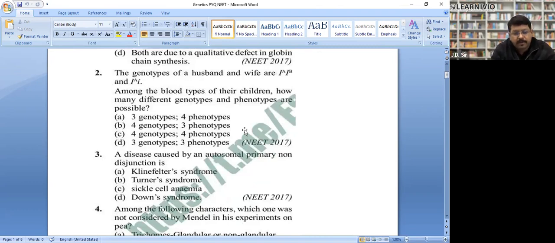That you have to do in the paper. But if you are intelligent enough, you can tell by brainstorming as well. So next: the genotype of a husband and wife is IAIB for the wife, meaning blood group AB, and the husband is IAI, meaning blood group A, heterozygous A. Among the blood types of their children, how many different types of genotype are possible? How many different types of genotype and phenotype are possible? Tell me.